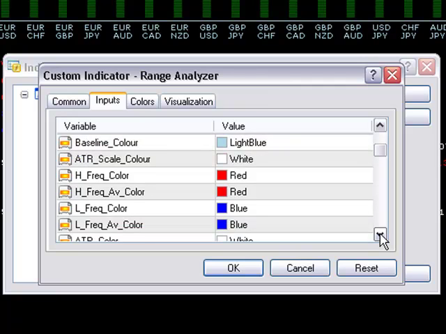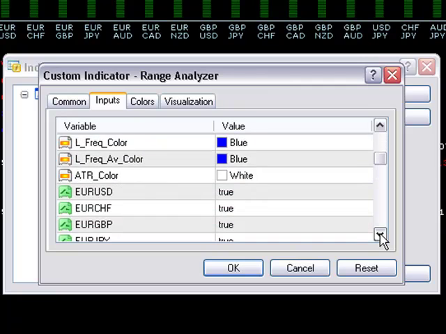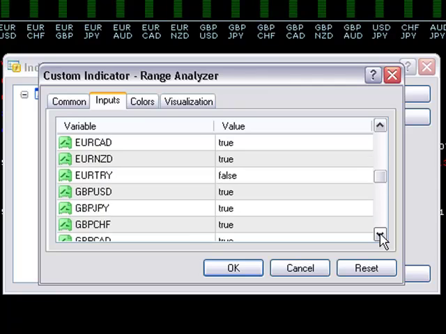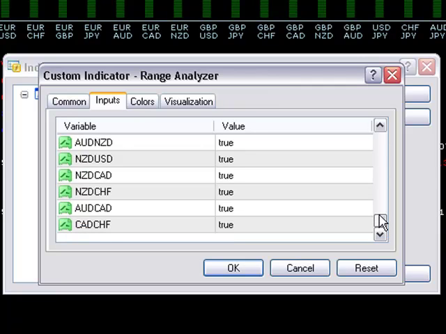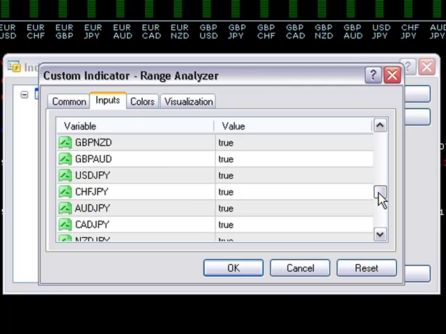And you've also got obviously all your colours here. You can control all the on-screen colours. And then you can also control which pairs are within the overall analysis basket. So if you don't trade certain things, you can reduce the amount of data on the screen and also lower the overhead on your MT4 client in terms of processing power by just restricting the number of pairs which are displayed.